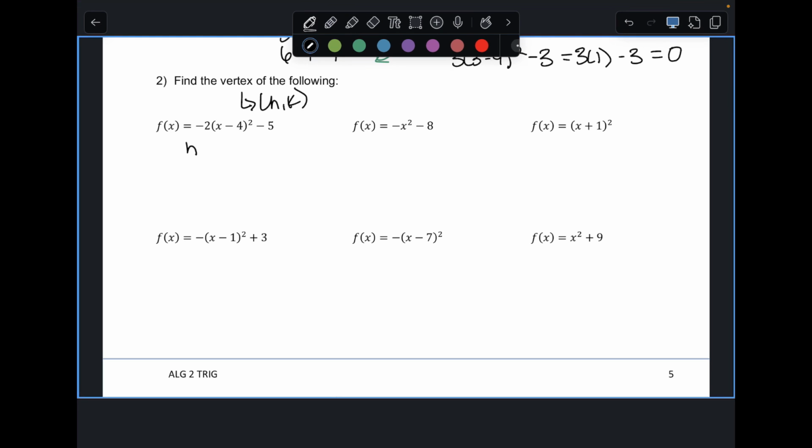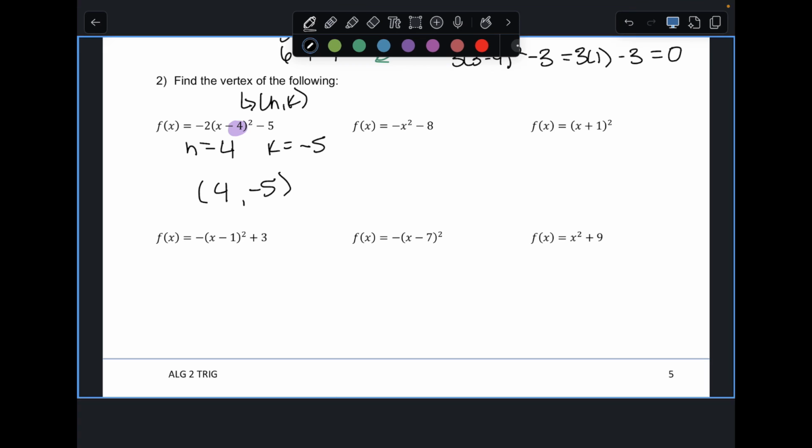For number 1, what is H? 4. You have to switch the sign. What's K? Negative 5. So my vertex is 4, negative 5. This might sound tedious and annoying, but I promise someone will mess up some signs on a test. So we're going to practice it. This one's a little trickier.